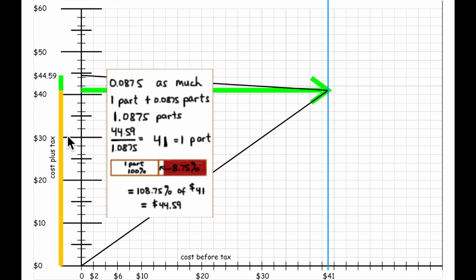So this is that one part. That's 100%. This is what the meal cost, $41. And you have to add that 8.75%, which is the tax. So the total amount is 108.75%, 108% plus 0.75% of $41. So you do that multiplication. That's as much as $41, and you end up with the final bill of $44.59.